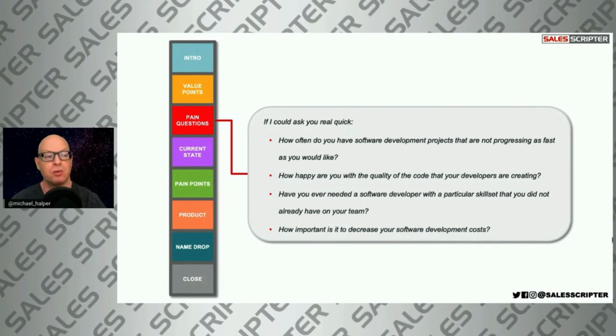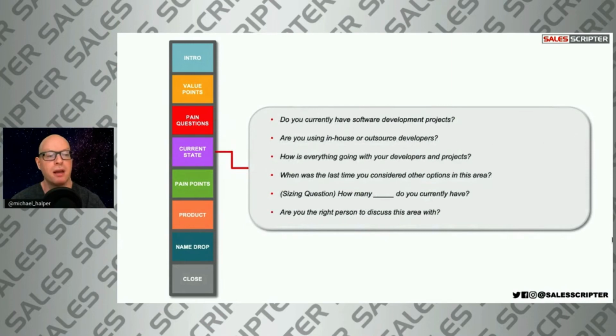If I could ask you real quick, how often do you have software development projects that are not progressing? How happy are you with the quality of code you currently have? Have you ever had a need for a specific developer with a particular skill set? How important is it to decrease costs? Then you could ask some current state questions. Do you currently have any projects? Are you using in-house or outsourced developers?